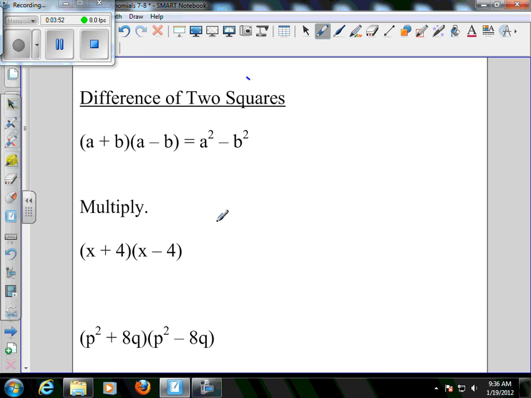Let me show you another one. This is called the difference of two squares. So if you have two binomials that you are multiplying together, and the only thing they differ by is between the first two terms there's a plus, and between the last two terms there's a minus, that's called the difference of two squares, because you always get a squared minus b squared.